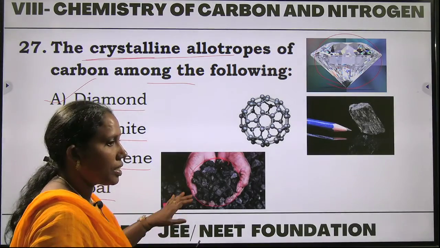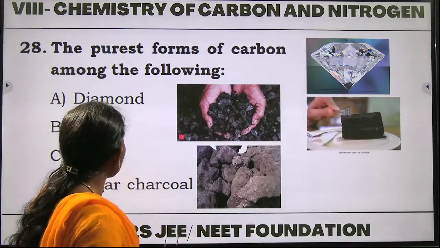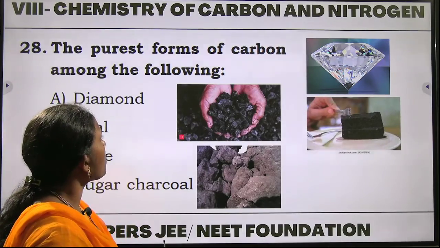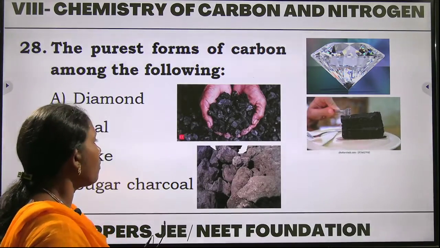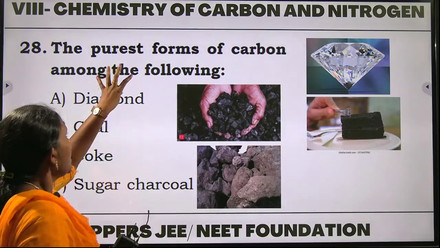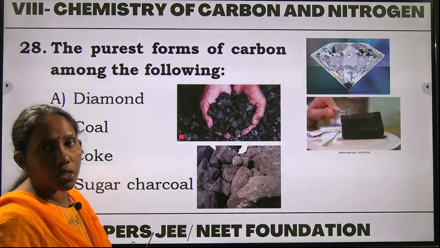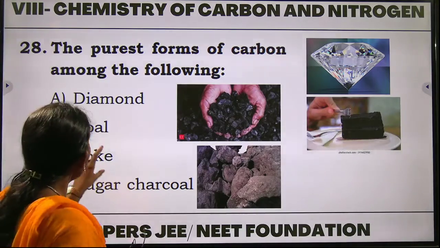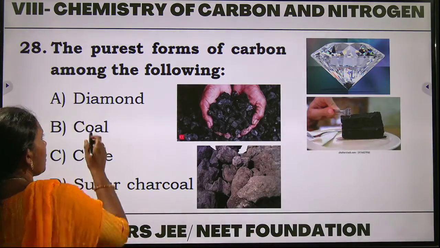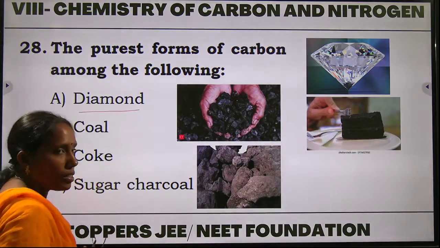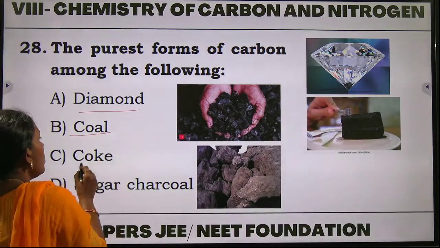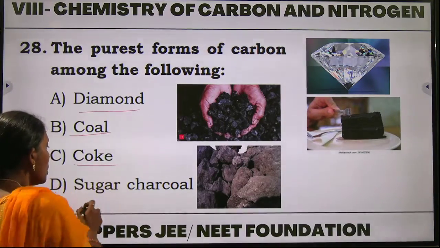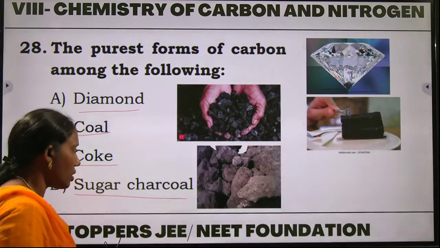Okay, let us see. Comes to the next question: the purest forms of carbon among the following. So he is asking the purest forms of the carbon, purest form, no impurities in that. So see what are the options are given. First one is the diamond, second one is coal, third option is coke, and fourth option is sugar charcoal.